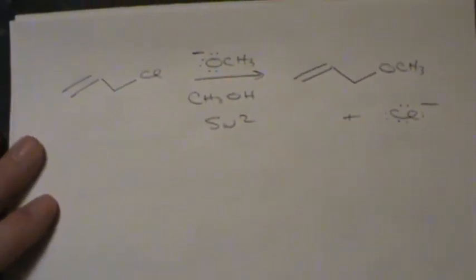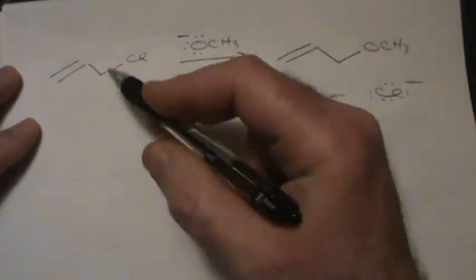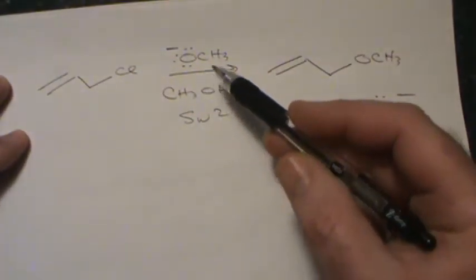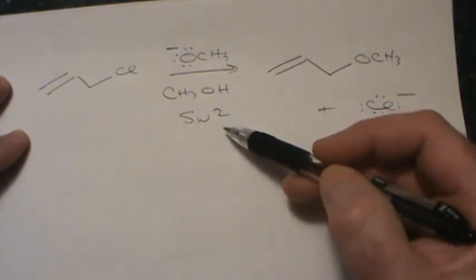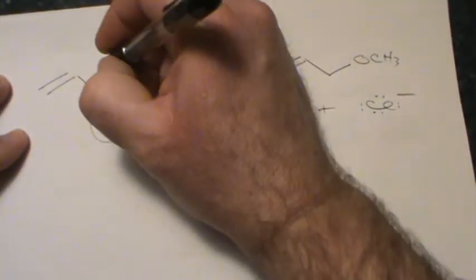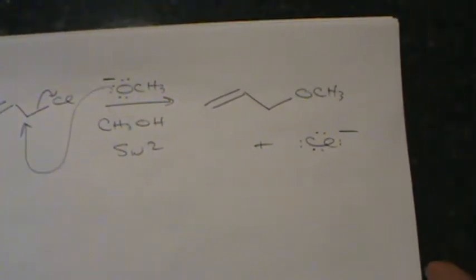And of course, it's also going to be true with allylic pi systems. So here is an allyl chloride reacting with a methoxide. Because I'm using methoxide as nucleophile, it makes sense to use methanol as the solvent. This is an SN2 reaction. We know that the nucleophile is going to come from the back of the carbon leaving group bond, knock off the leaving group, and give me my products.